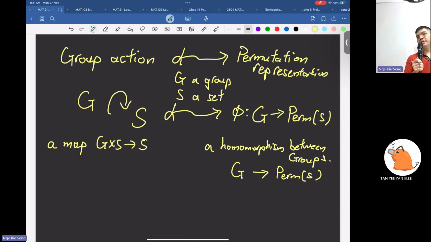So this is like Perm of S, where you permute the elements in S. So one of them is the symmetric group, and one of them is the set we are playing around with. We are permuting elements in the set. How does this work? Do you still remember or not?